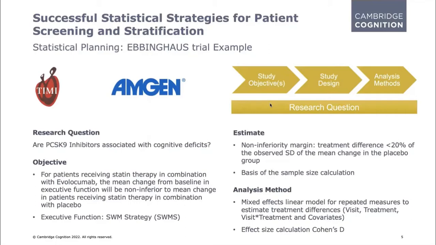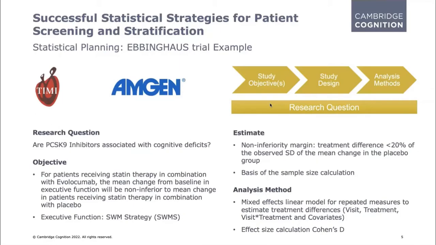So with that in mind, the objective was constructed to understand whether cognition, and particularly executive function, was performing no worse in those on the new therapy than in those on the control therapy, which in this case is statin therapy. So whether individuals who received the new therapy showed any elevated impairment relative to the current standard of care. And this allowed the estimate to be derived as a non-inferiority margin.